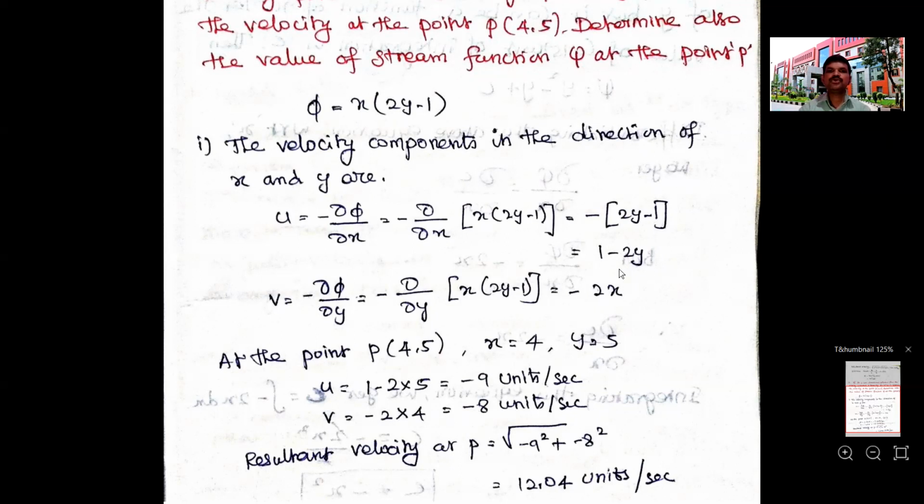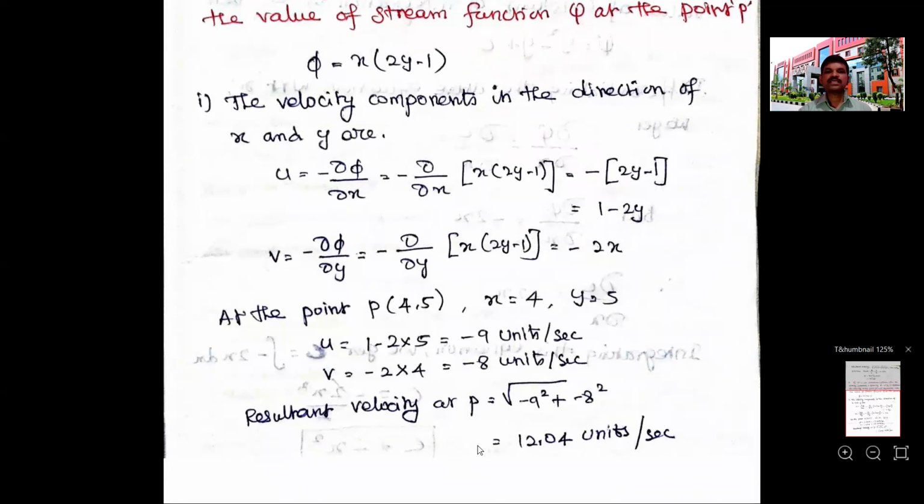Okay, in that u term and v term equation, you can see u is equal to 1 minus 2y. For y, we have to substitute the y coordinate. So what is the y coordinate here? 5. For the v term, we got minus 2x. So what is the x term here? 4. Okay, so u is minus 9 and v is minus 8.